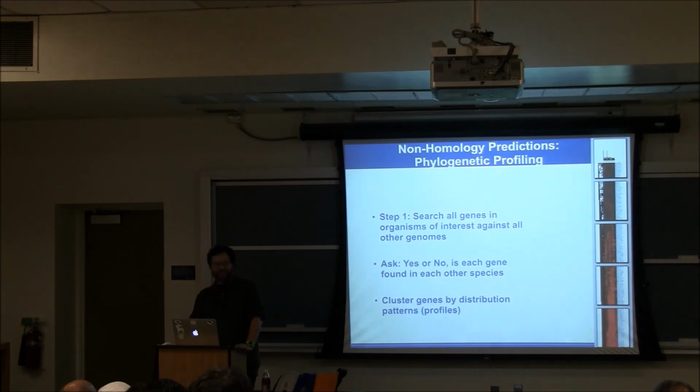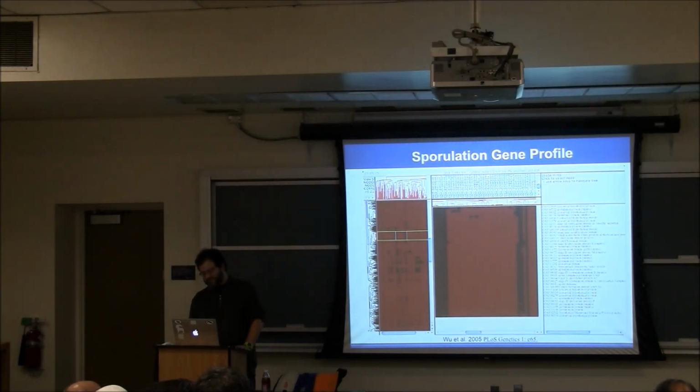And then what we did was we took this method called phylogenetic profiling, where you group genes by their distribution patterns across species, not by their sequence similarity to anything. And we did this for Carboxydothermus hydrogenoformans, and we found a cluster of genes found in sporulating species and not in non-sporulating species, of which many of these genes were annotated by us as being involved in sporulation. But many of the genes were annotated as hypothetical protein or conserved hypothetical protein.